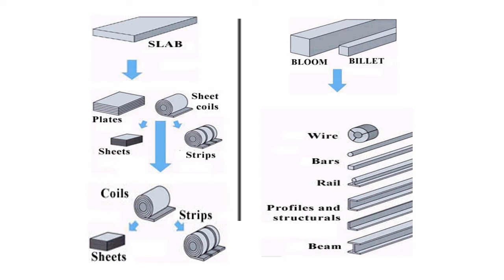These are the kind of shapes that would come out of that mill: big slabs or blooms or billets. They would then be rolled into wire, bars, rails, plates, strips, coils, sheets, all kinds of stuff. And you can imagine that you'd have to do the rolling to make that I-beam or those channels, those profiles.